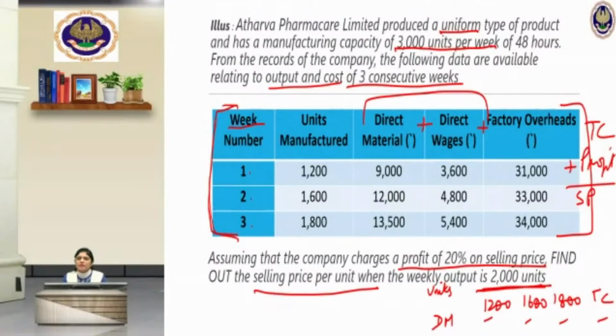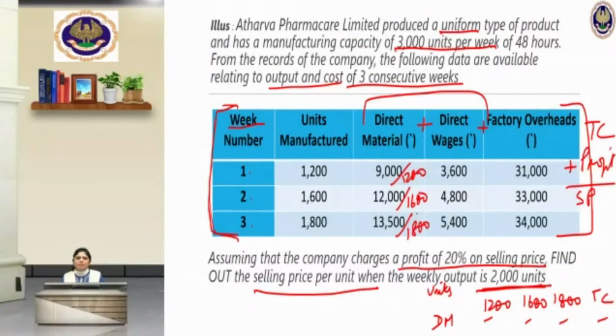Direct material, direct wages, the prime cost is always variable. Variable means they change with the units of output. Let us see how you will actually prove that direct material is a variable cost. If you divide 9,000 divided by 1200, 12,000 divided by 1600, the units, 13,500 divided by 1800.